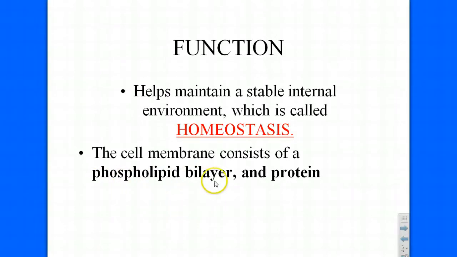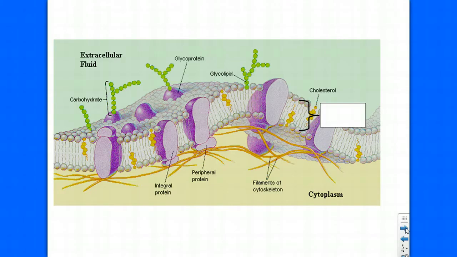The cell membrane is made up of a phospholipid bilayer with different types of proteins embedded within it. So both the bilayer and the proteins allow certain materials to move in and out of the cell. Here's a cross-sectional view of what a cell membrane looks like. This is magnified much greater than any microscope we can use in our school to view this. So this is a good model of what the cell membrane is composed of.